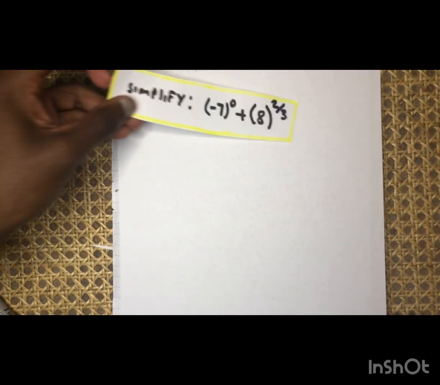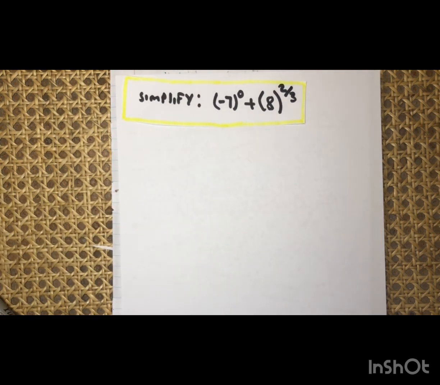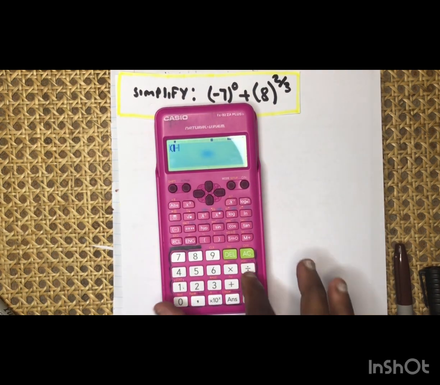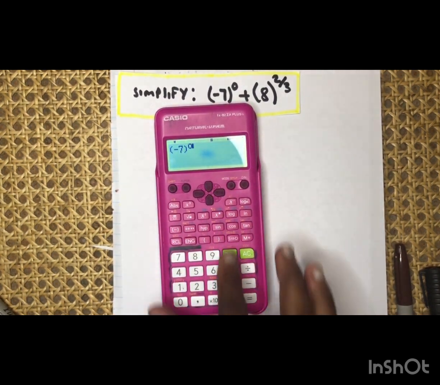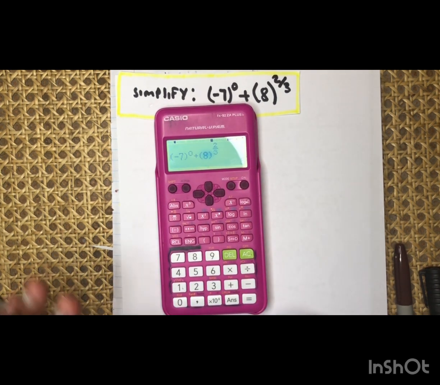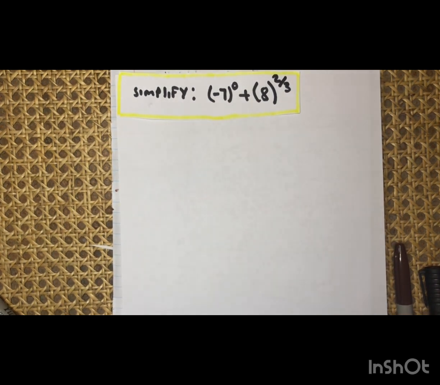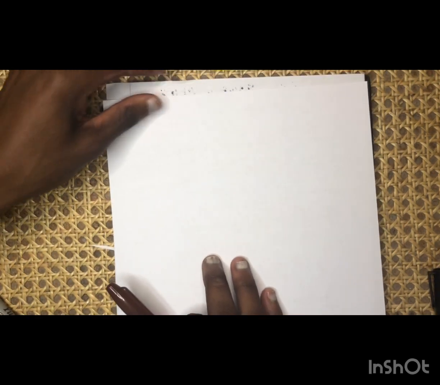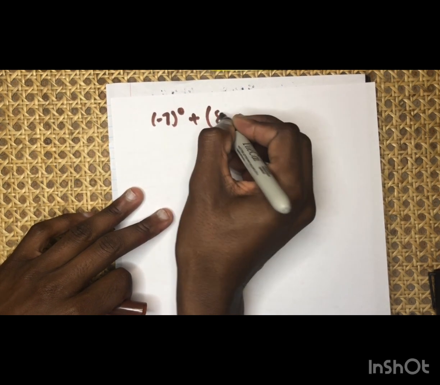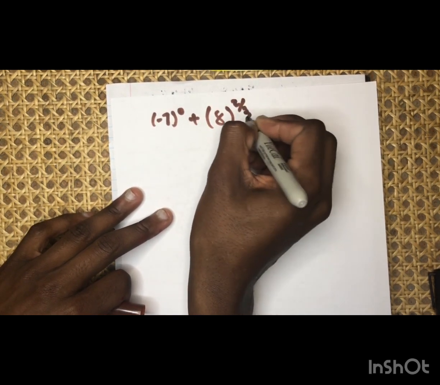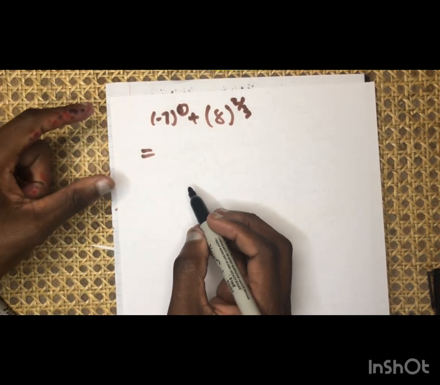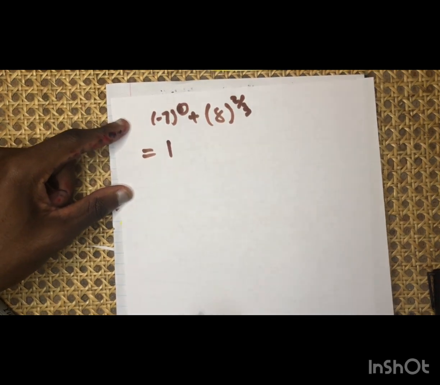So the next example, say I'll simplify. Now this is easy, guys. You can use your calculator and check your answer. So I say negative 7 to the power 0 plus 8 to the power 2 over 3, we are looking for 5, right? So let me copy this question down. I have negative 7 to the power 0 plus 8 to the power 2 over 3. Now this is easy, guys. I have 0 here, so we know that anything raised to the power 0 is what? It's 1. I have 1 here.